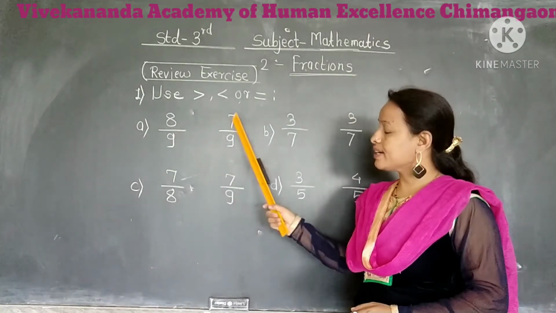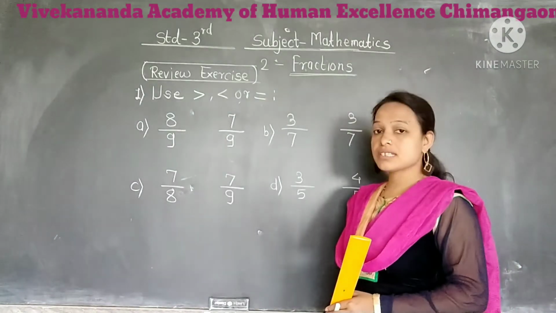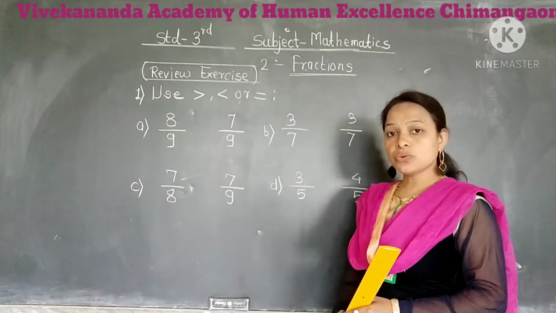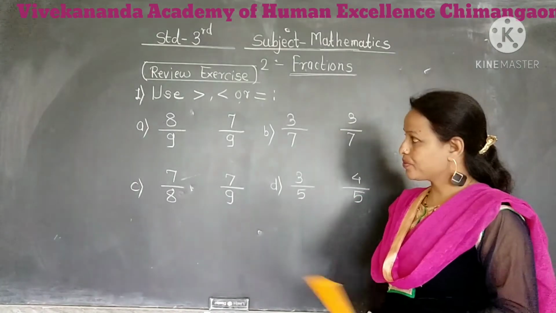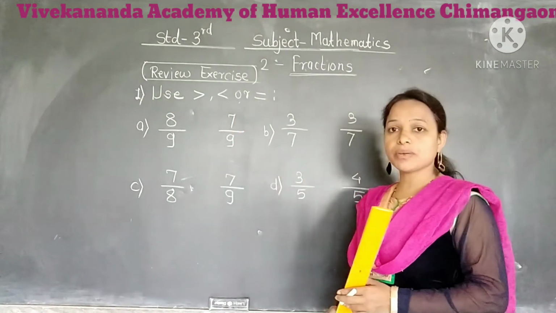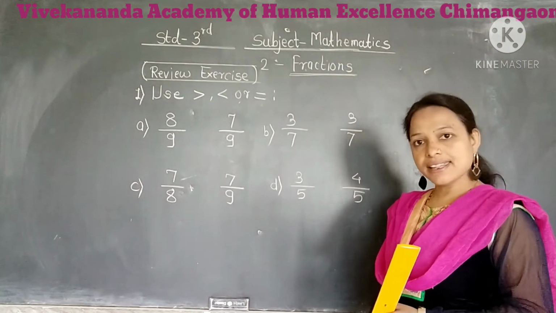8 upon 9 and 7 upon 9. If you observe these fractions, these are like fractions. To whom are they called like fractions? Those whose denominators are the same. So 8 upon 9, its denominator is 9, and 7 upon 9, its denominator is 9. Both have the same denominator. So these are like fractions.